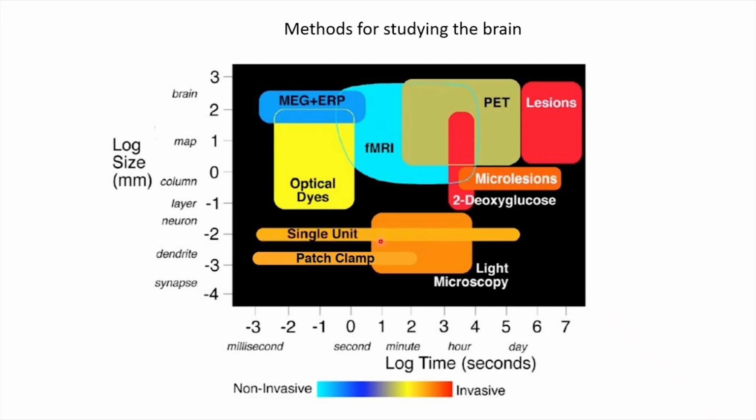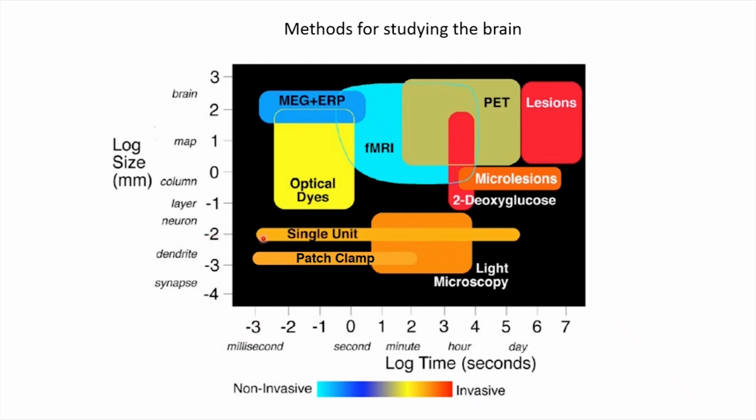So such inferred neurons can be called single units. And with this technique also, the temporal resolution is quite good. We can get signals at the level of milliseconds or even better. And the spatial resolution is up to individual neurons.